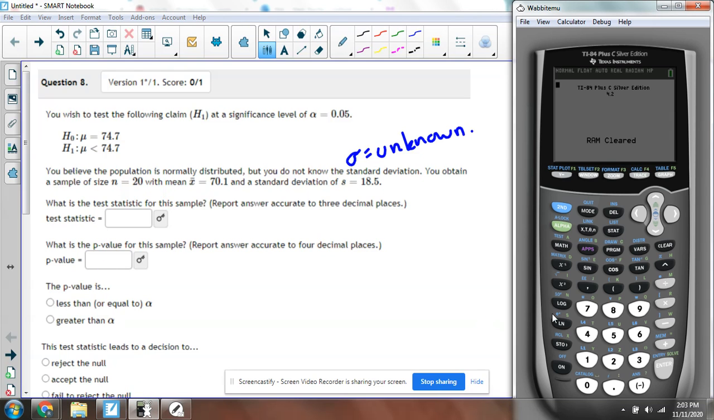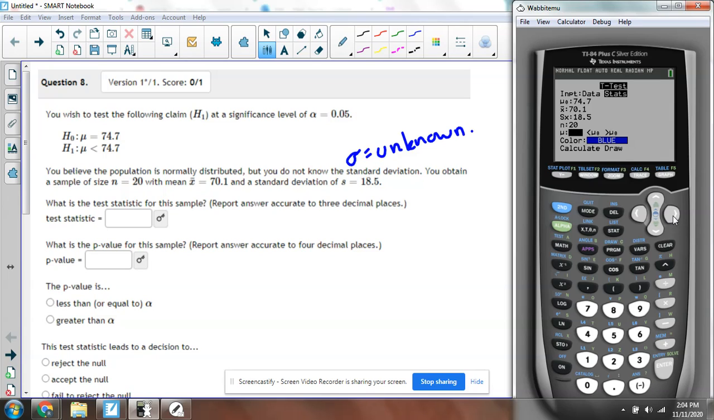So the first thing we're going to do is go to our stat menu, our test menu, and we're going to do a t-test, because we do not know sigma. So we're going to put in stats. Our null mu is 74.7. Our x bar is 70.1. Our standard deviation based off the sample is 18.5. Our sample size is 20.